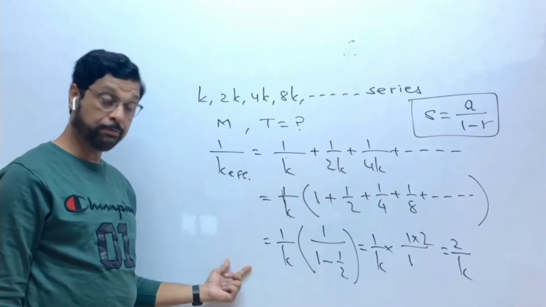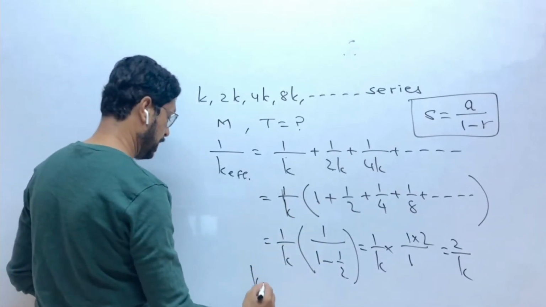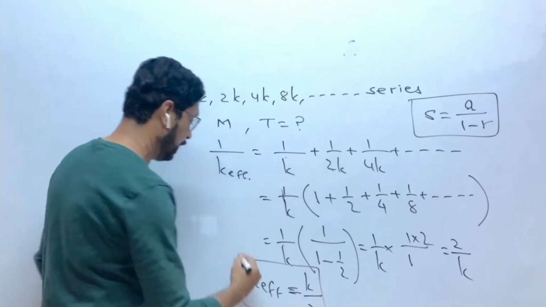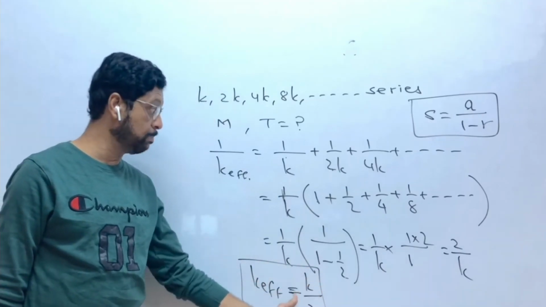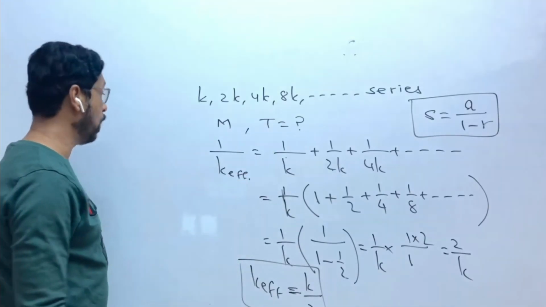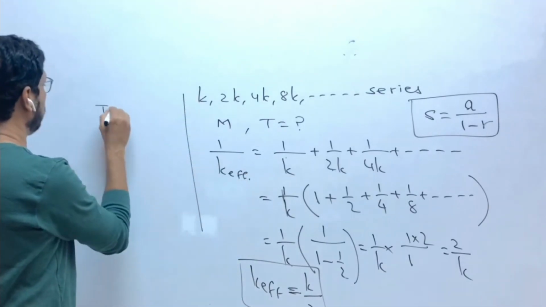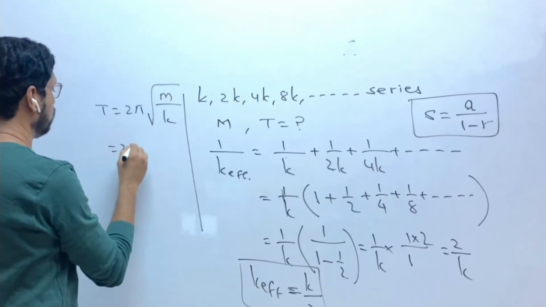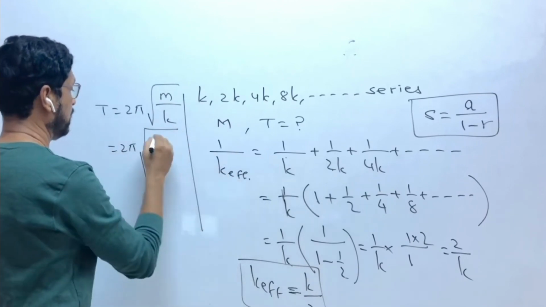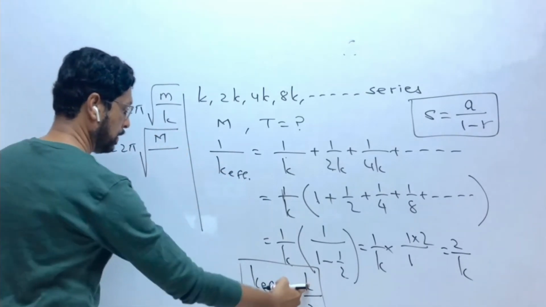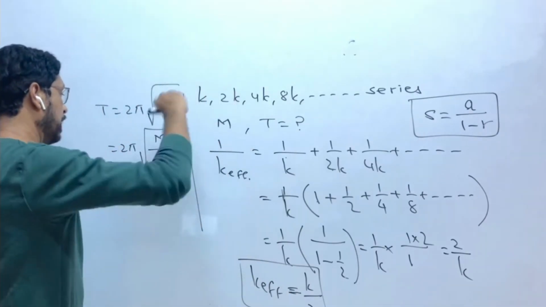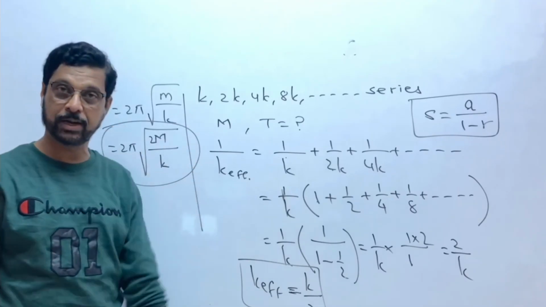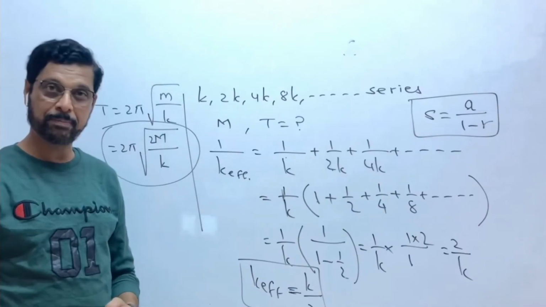So 1 upon K effective is 2 upon K, which means K effective is K by 2. The effective value of the force constant is K by 2. So to find T now, T will be equal to 2 pi under root M by K. That is equal to 2 pi under root M, capital M, upon K, which is K by 2. So this is the periodic time of oscillation of the mass capital M.